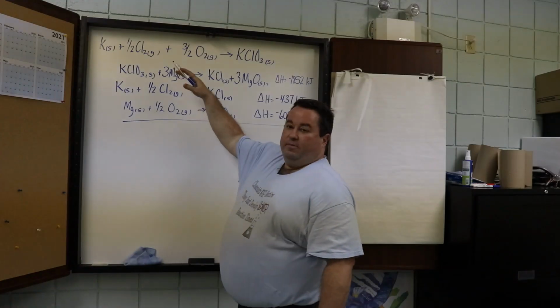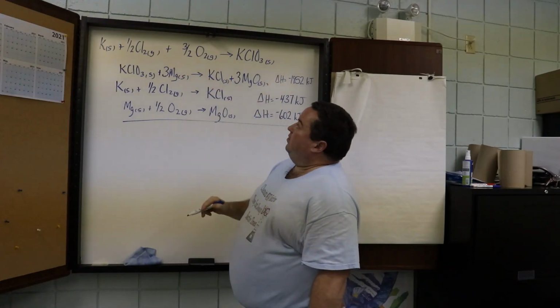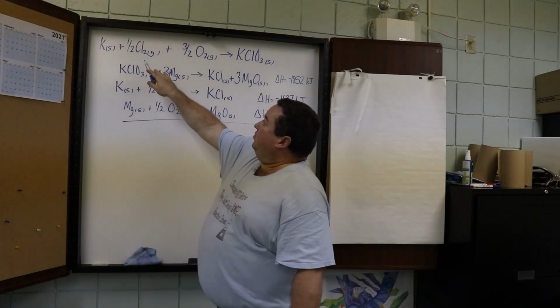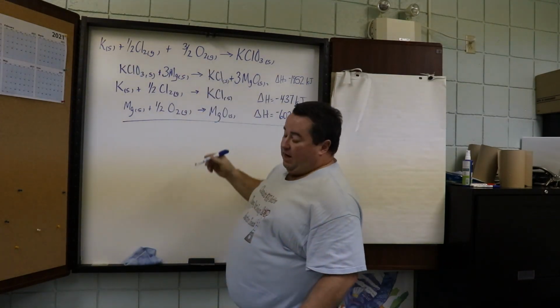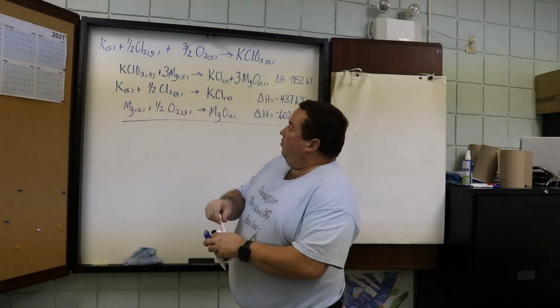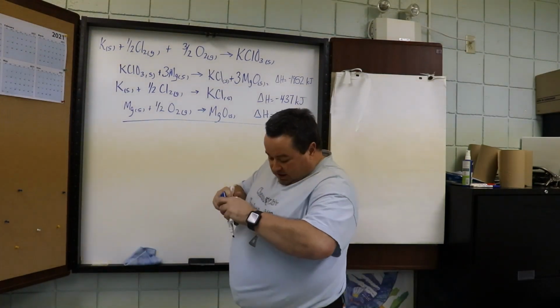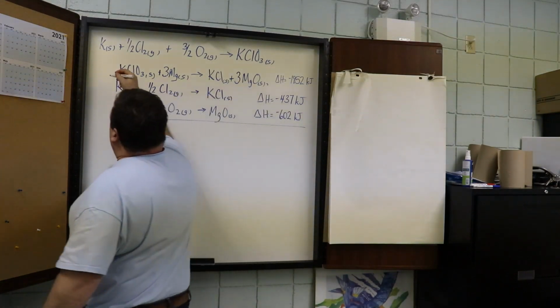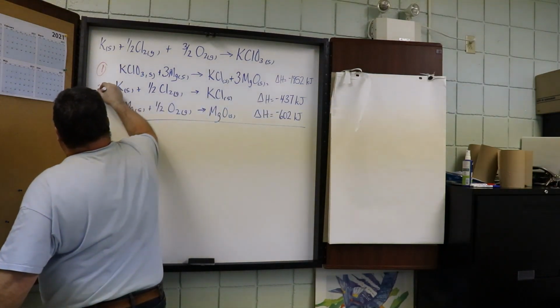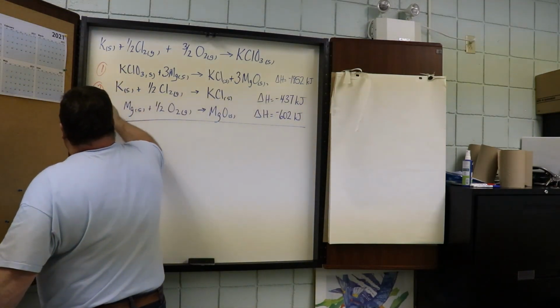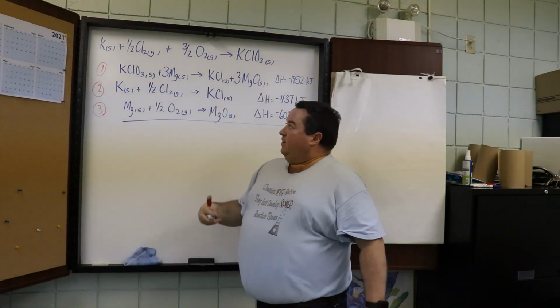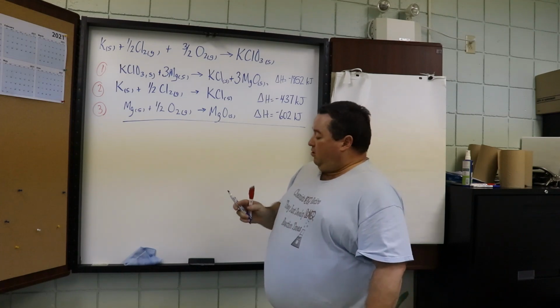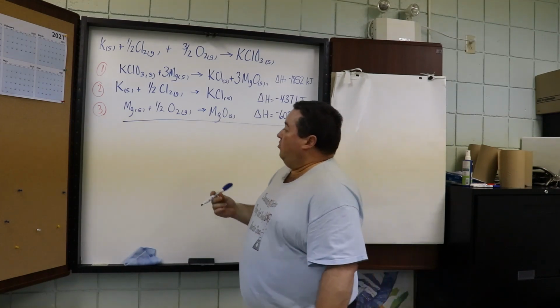I'm going to try something different in this example. Here I have potassium reacts with chlorine and oxygen to produce potassium chlorate, and I'm given 3 reactions. I'm going to begin as I would normally and number my reactions, 1, 2, and 3. I'm going to look for things that need to be included in the final reaction. So it's an inclusion strategy.